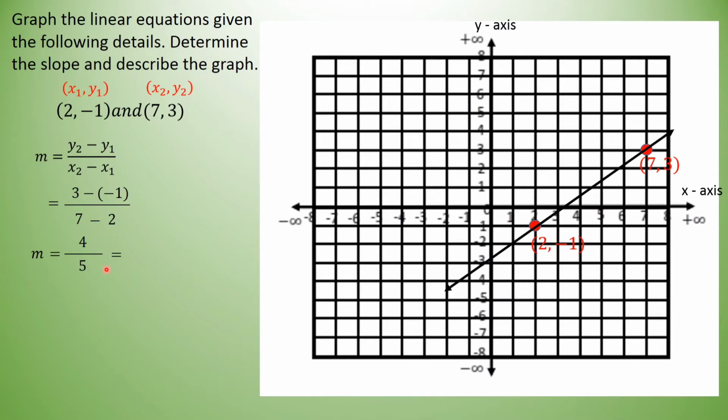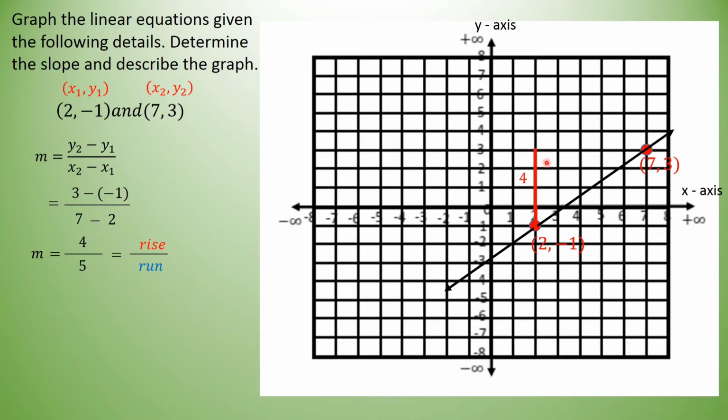So, alam naman natin na ang slope is equal to rise over run. So, it means we have 4 steps rise and then 5 steps ang ating run. So, from the first point, which is (2, -1), we're going to rise 4 steps. So, let us count. 1, 2, 3, 4. So, this is our rise.